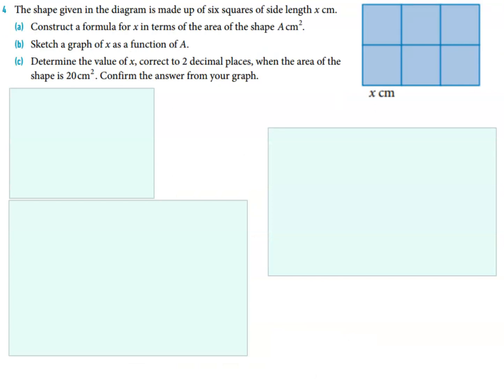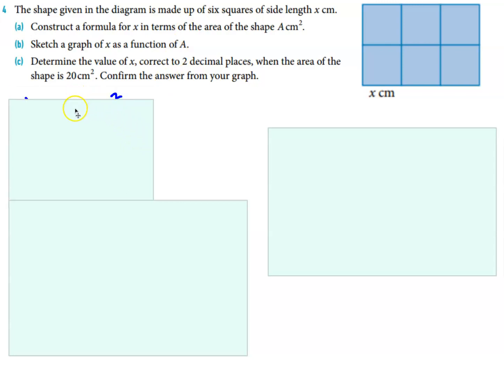Okay, here's a little bit of a challenging question, not too bad. So again, stop the video, read the question, have a go, and then check your answers. The shape given in the diagram is made up of 6 squares of side length x centimeters. Construct a formula for x in terms of the area of the shape, a centimeters squared. And then sketch a graph of x as a function of a. Determine the value of x correct to 2 decimal places when the area of the shape is 20 square centimeters, and confirm the answer from your graph. Okay, so stop the video, please, and have a go.